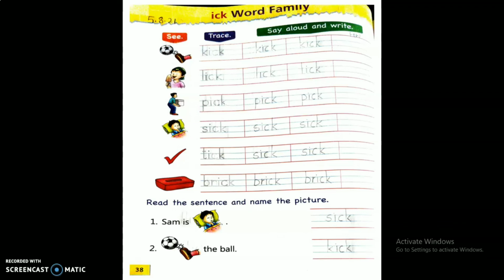Sam is. See the picture, which word will we write? Sick. And kick the ball.